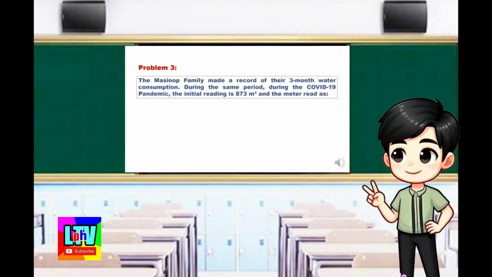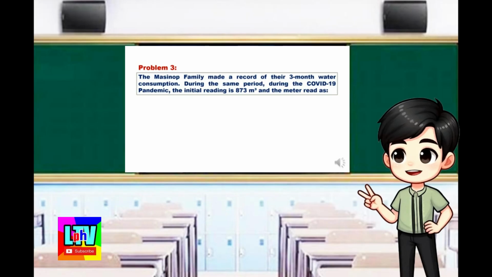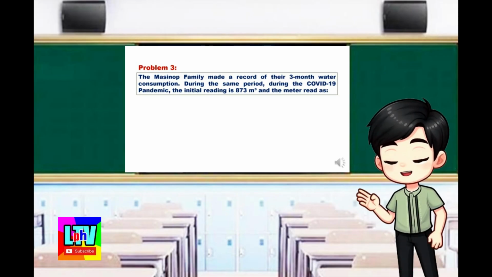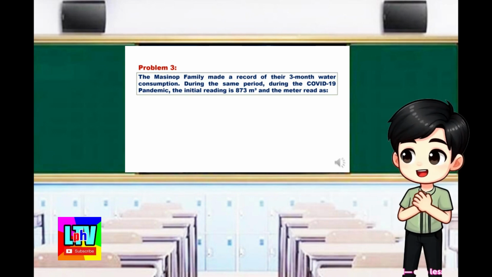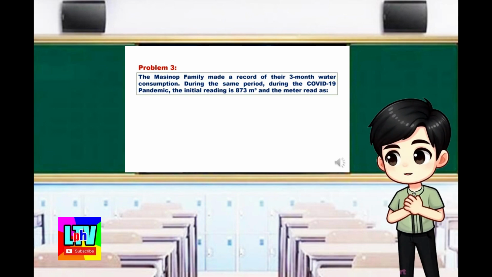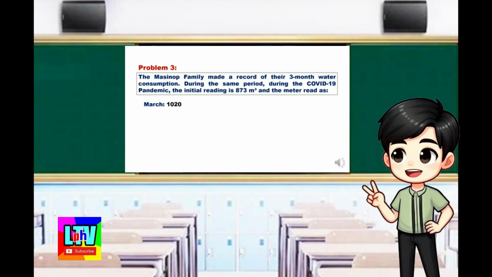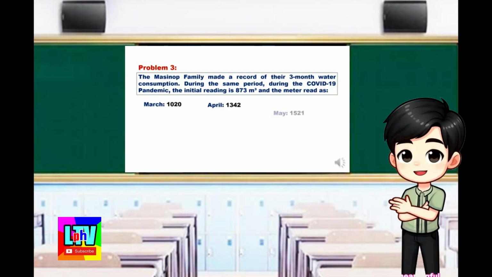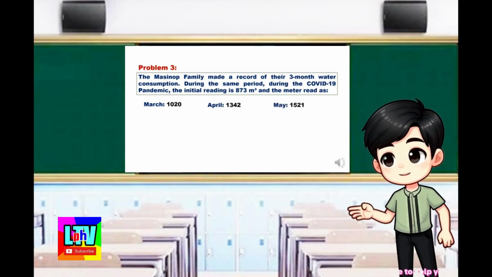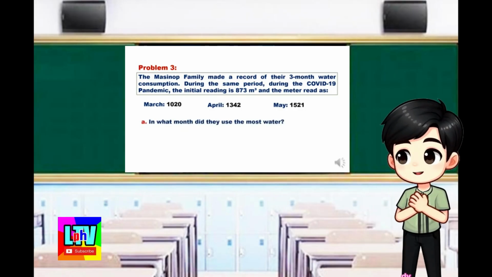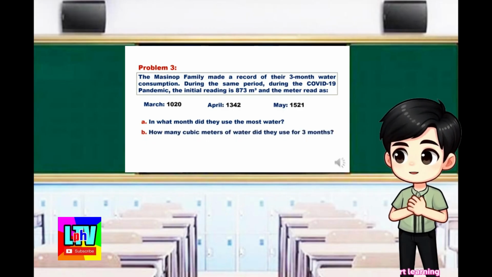Problem 3. The Masino family made a record of their 3-month water consumption during the same period during the COVID-19 pandemic. The initial reading is 873 cubic meters, and the meter read as for March 1020, April 1342, May 1521. A. In what month did they use the most water?